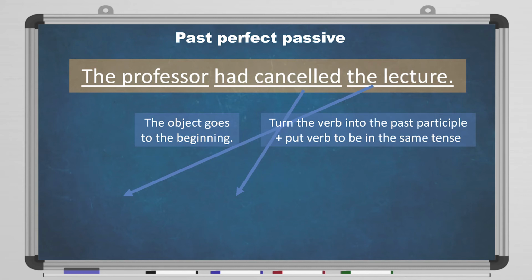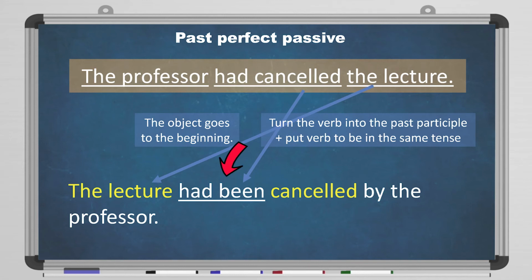verb to be. I will let you guess that. And then turn the verb into the past participle. Let's take a look. The lecture had been cancelled by the professor. Now, it's important to mention the subject. That's why we added the subject at the end.